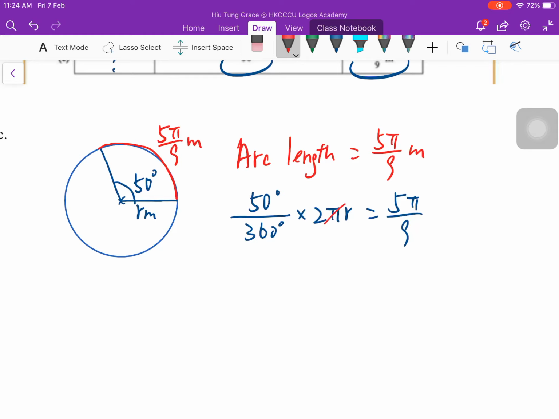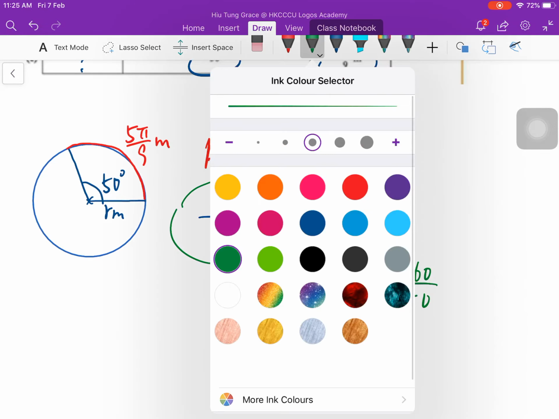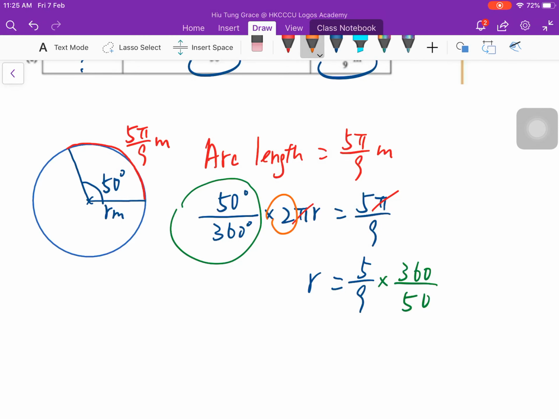First of all, we remove pi on both sides. And then we start to make r the subject. So after removing pi, we have 5 over 9 on the right hand side. To remove 50 over 360, we multiply the right hand side by its reciprocal, that is 360 over 50. And also we need to remove 2. Here is times 2, meaning times 2 over 1, so to remove it, we multiply by 1 over 2.